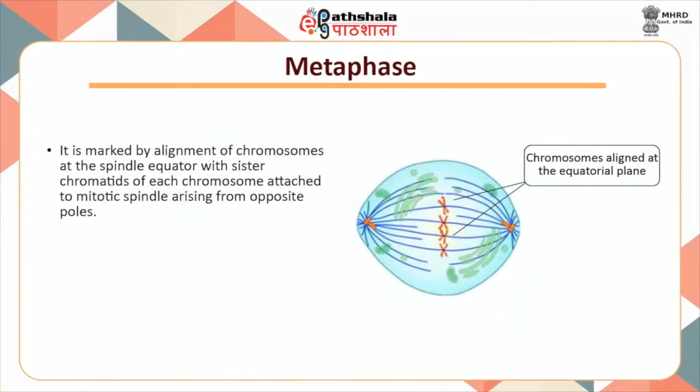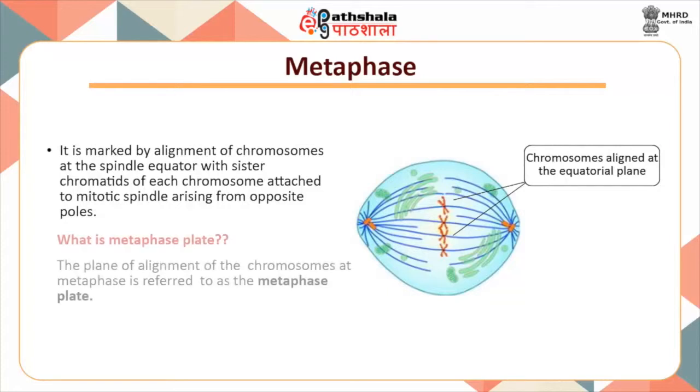Once all of the chromosomes have become aligned at the spindle equator, with one chromatid of each chromosome connected by its kinetochore to microtubules from one pole and its sister chromatid connected by its kinetochore to microtubules from the opposite pole, the cell has reached the stage of metaphase. The plane of alignment of the chromosomes at metaphase is referred to as the metaphase plate.